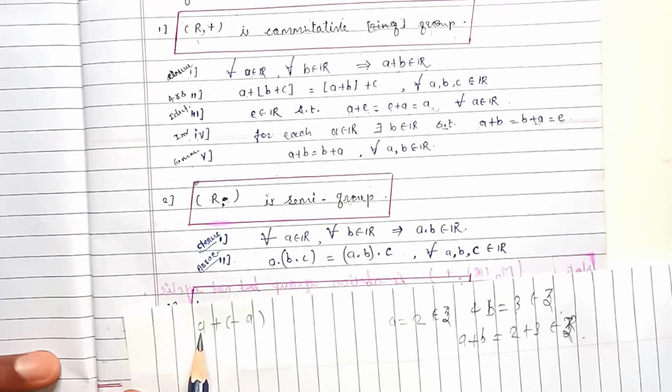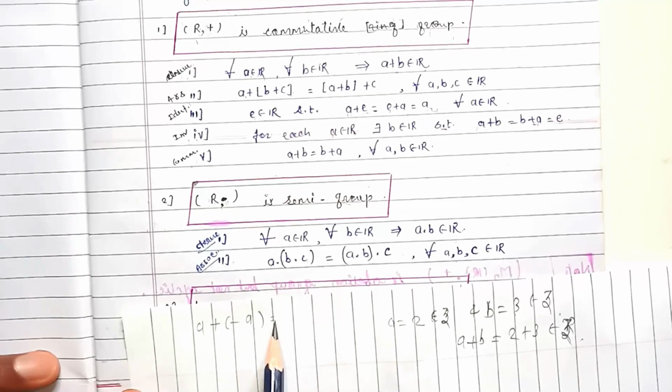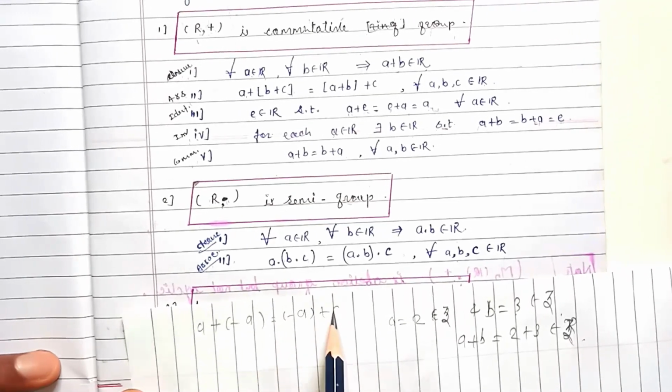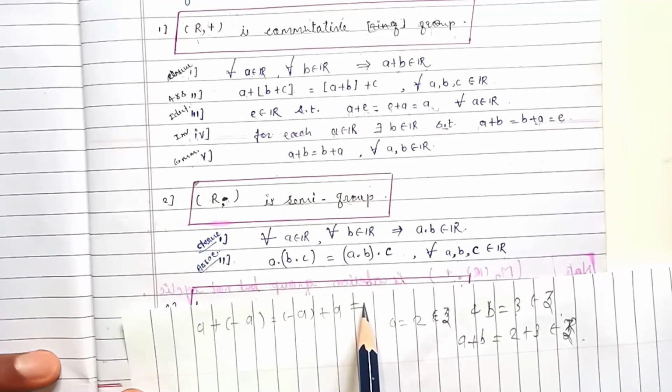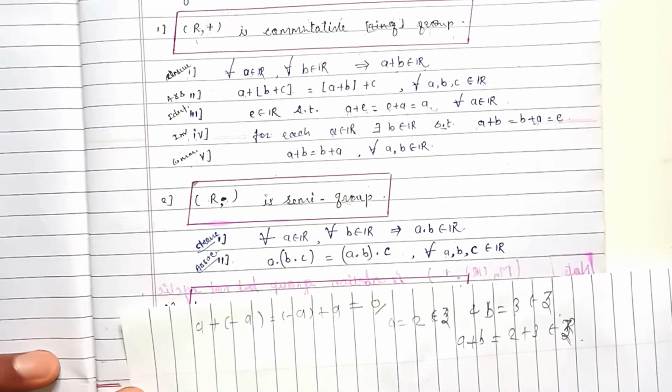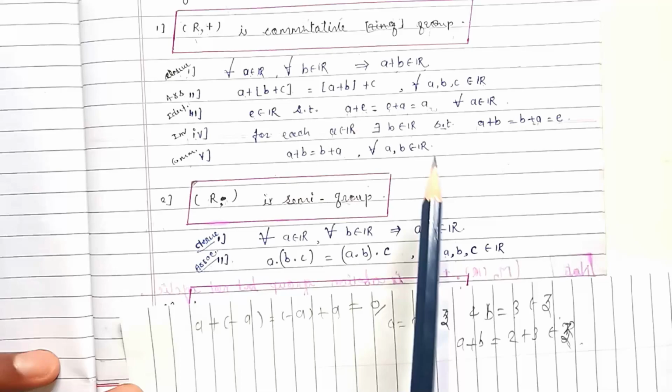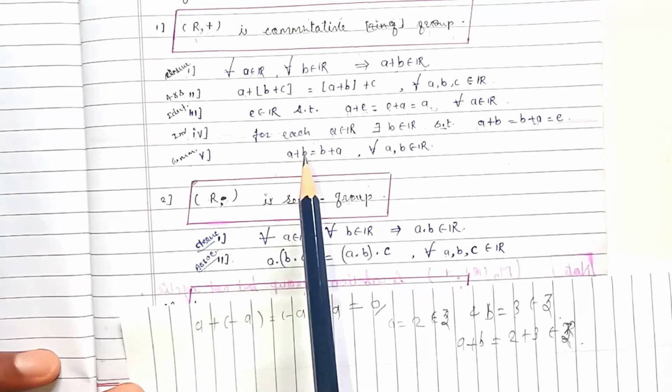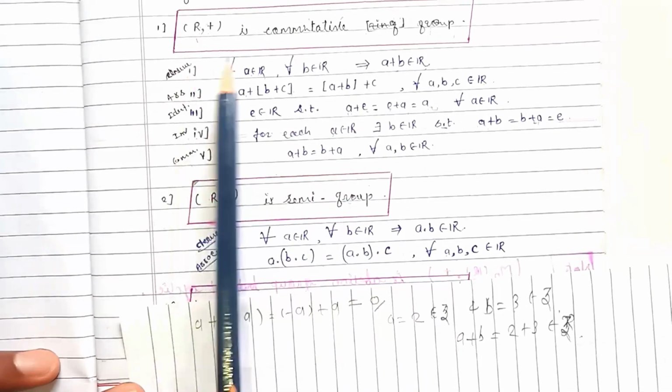Okay, take a first element a, and a second element b as minus a. Their addition, a plus minus a, we can easily show goes to 0. Exactly, 0 is the identity element of our group. So the inverse property also holds here. And now the last one: it is a commutative group under addition.